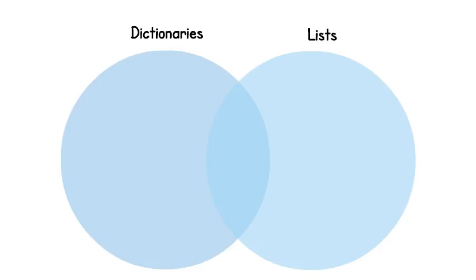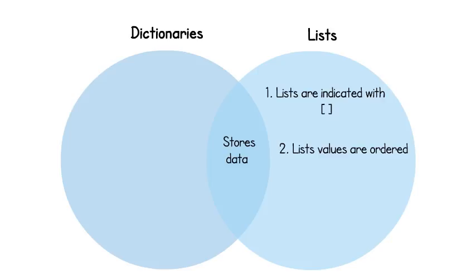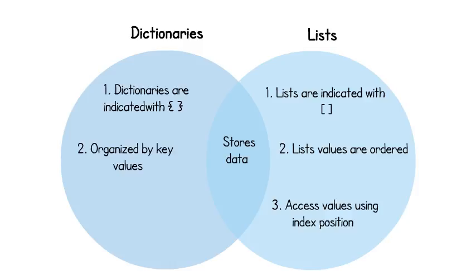Let's take a look at some of the similarities and differences between dictionaries and lists. Well, first, both dictionaries and lists are a way to store data in Python. However, a list is indicated with square brackets, and each list item has an order. In order to access each of the values in a list, you need to use the index position, which starts at 0. Lists are very useful for data sets that require an order. On the other hand, dictionaries are indicated with curly brackets and are organized by key values. In order to access each value in a dictionary, you need to use the key. Dictionaries, therefore, are useful for data sets that are organized by keys instead of an ordered position.